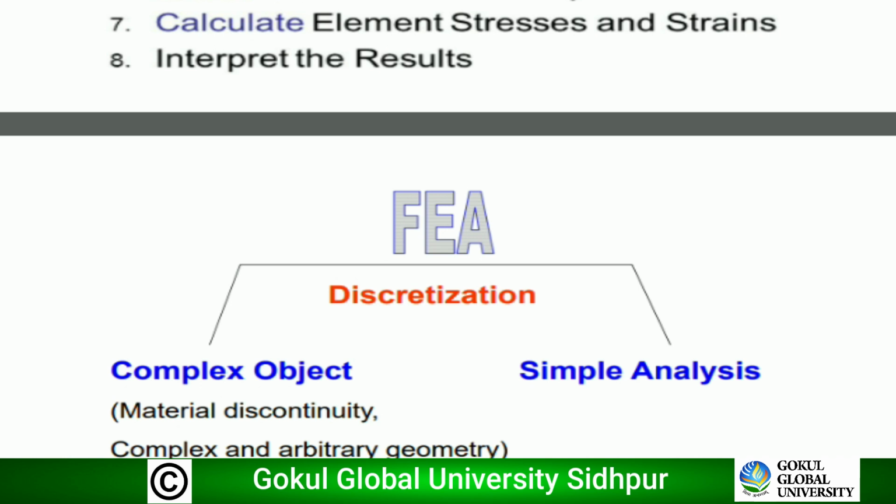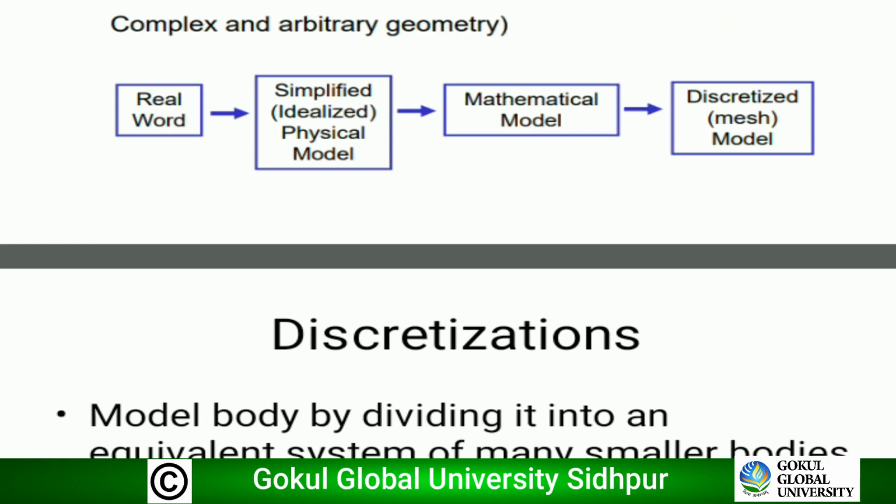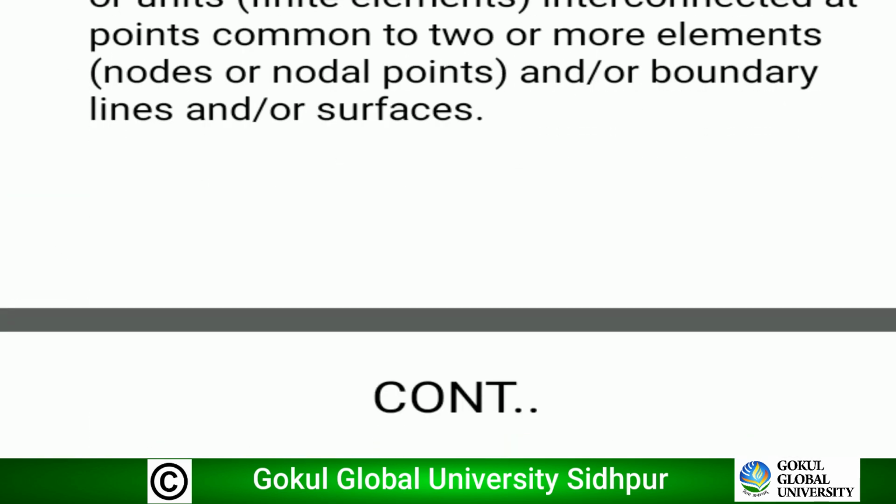Then again move forward to the mathematical model and discretization. Then you have to convert your actual system into an FEA model. Now we already discussed the discretization definition, that is, the model body is divided into an equivalent system of many smaller bodies or units interconnected at points common to two or more elements, and boundary lines and surfaces.